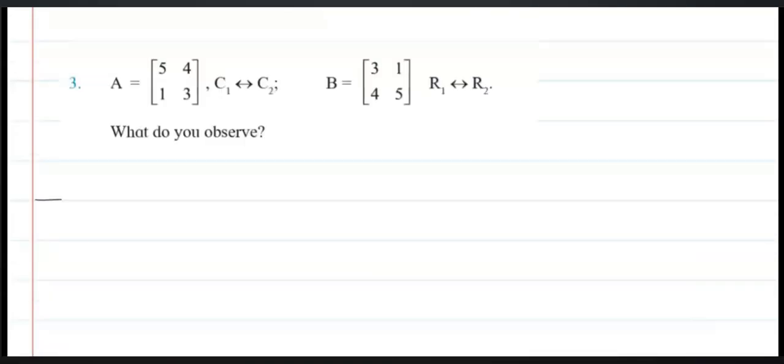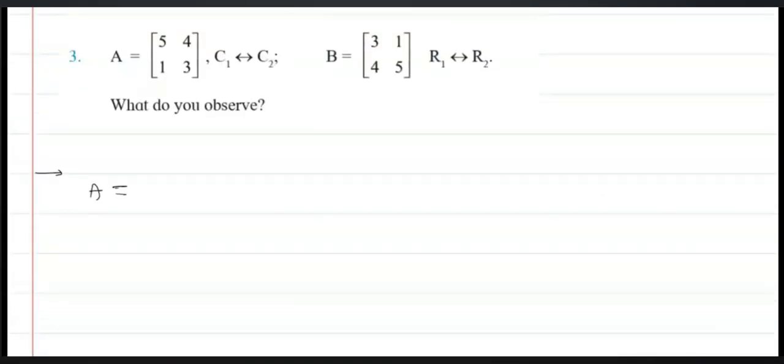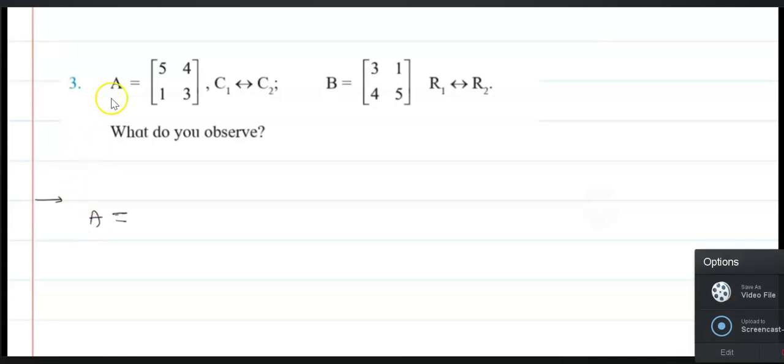The next example, example number 3. A matrix is given, 5 4 1 3, with C1 2, that is, interchange the first column with the second and the second with the first. And in the second matrix, R1 2 means change the first row to the second and the second to the first. Now see this one by one.